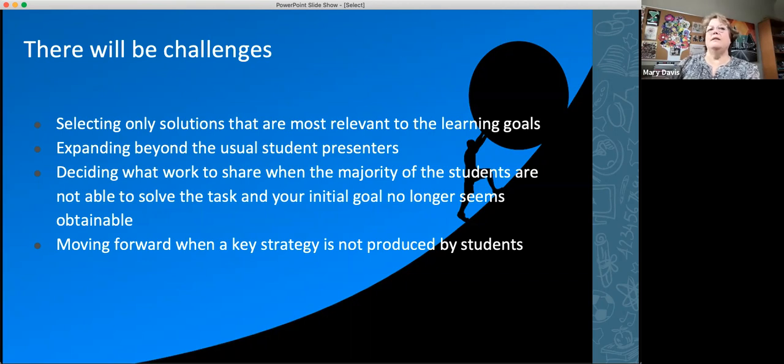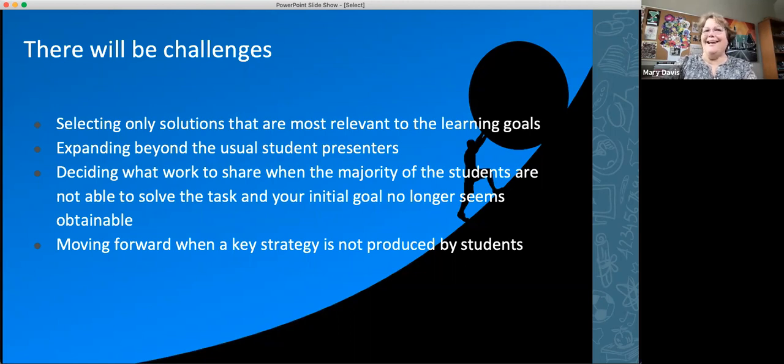You need to expect that there will be usual students in your classroom still that want to present, that always raise their hand. You may also know that they might be upset when you don't pick them, but you need to expand beyond those usual presenters.